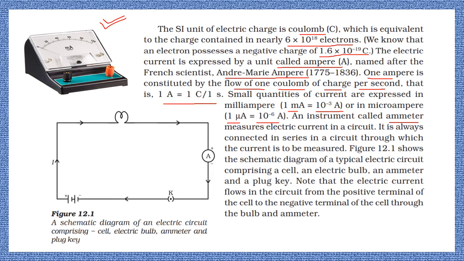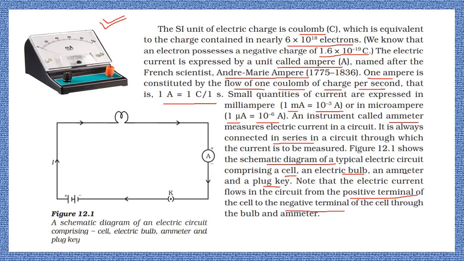One very important thing about an ammeter is that it is always connected in series in any electric circuit. Here you can see the figure that shows the schematic diagram of a typical electric circuit, and that has a cell, electric bulb, ammeter, and a plug key. Note that the electric current flows in the circuit from the positive terminal to the negative terminal of the cell through the bulb and the ammeter.